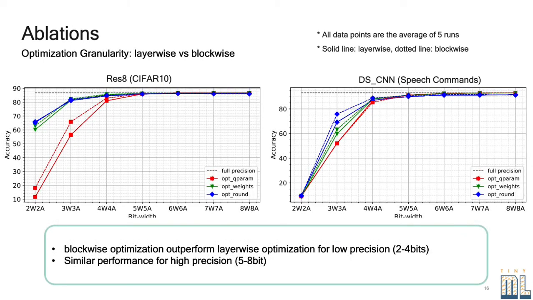For the optimization granularity, blockwise optimization, the dotted line here, outperforms the layer-wise optimization for low precision, while performing similarly for the higher precision.